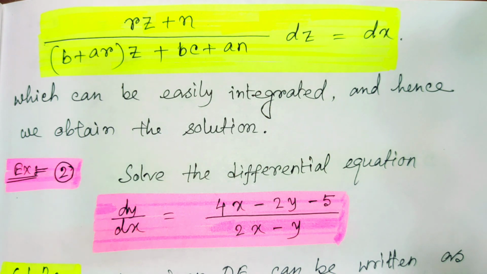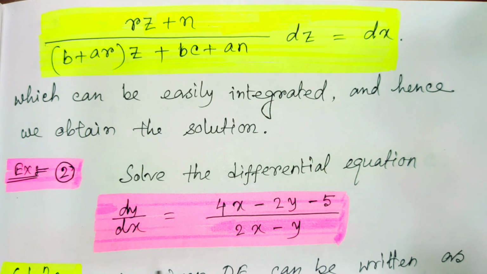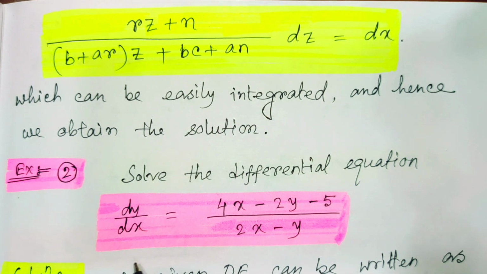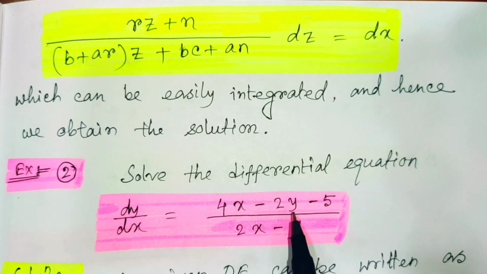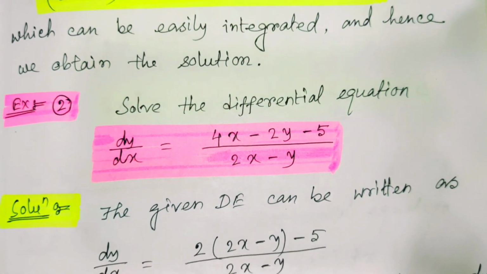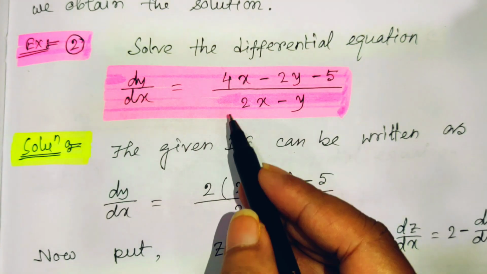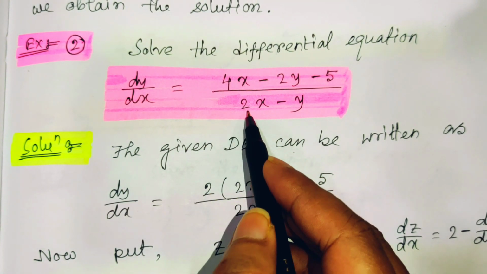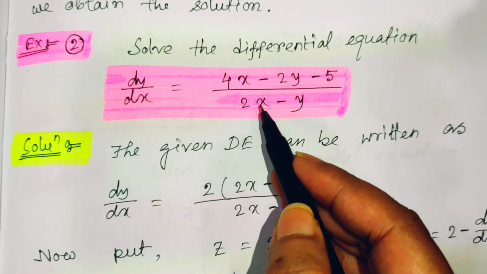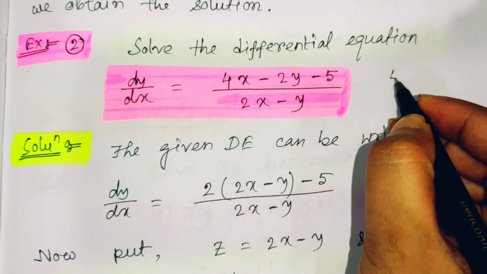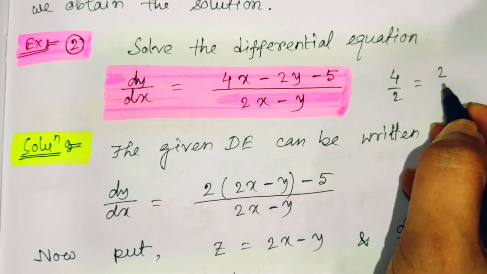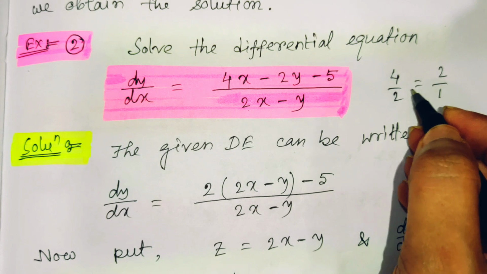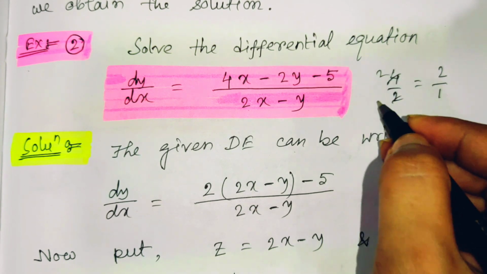So how to find the solution? With an example, let us do it. So here is the given differential equation, dy by dx is equal to 4x minus 2y minus 5 divided by 2x minus y. At first we should compare the coefficients. So it is 4 by 2 and it is 2 by 1, so definitely both are the same. 4 by 2 is equal to 2 by 1. These are equal because we can cancel it out.